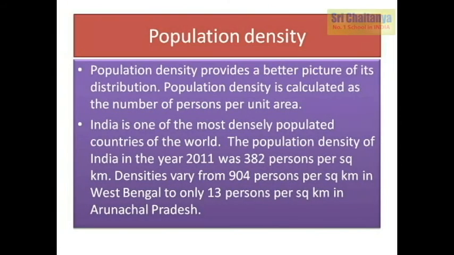Population density. Population density provides a better picture of its distribution. Population density is calculated as number of persons per unit area. India is one of the most densely populated countries of the world. Population density of India in the year 2011 was 382 persons per square kilometer. Densities vary from 904 persons per square kilometer in West Bengal to only 13 persons per square kilometer in Arunachal Pradesh.